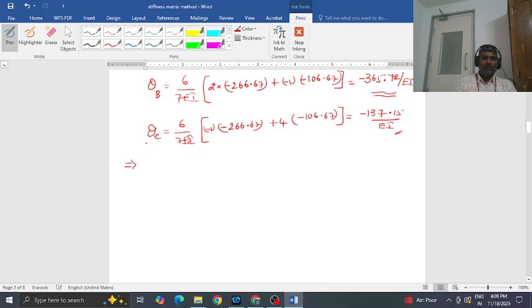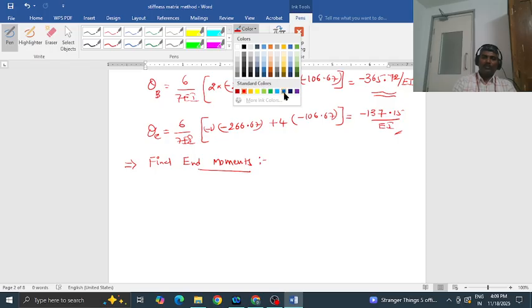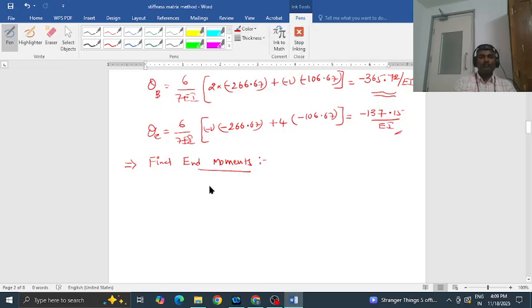How to evaluate the end moments? That is what is finally required to draw the BMD and to continue for the SFD. All that you can do only by calculating end moments. So the final end moments are calculated based on slope deflection equations only. Okay, so use slope deflection equations. So I need the moment at A. So I write the slope deflection equation.